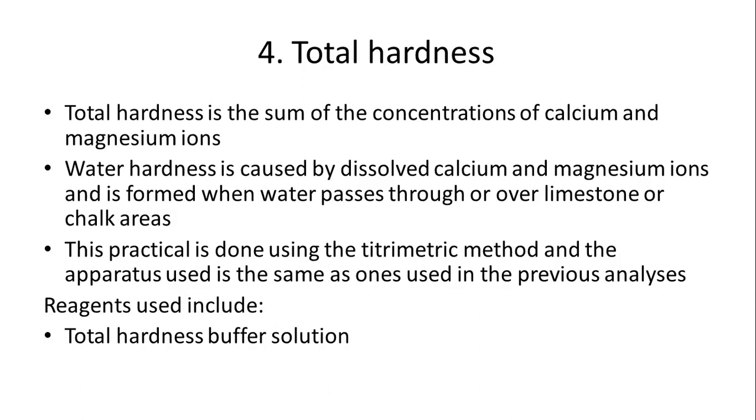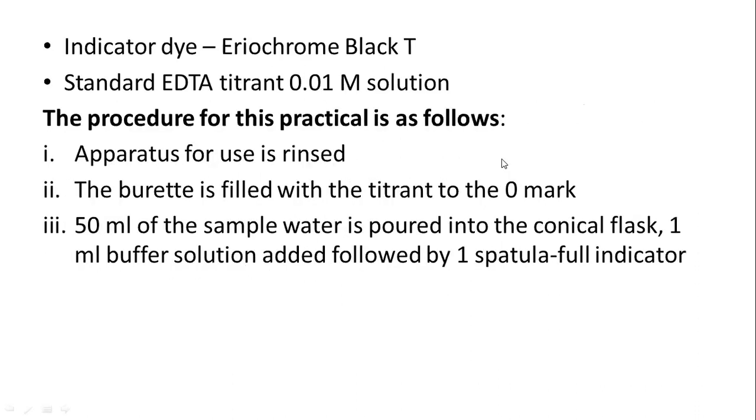So this practical is done using the titrimetric method, and the apparatus used is the same as the ones used in the previous titrimetric analysis. The reagents will be different. We'll use a total hardness solution. Our indicator will be Eriochrome Black T, and our titrant will be standard EDTA titrant, 0.01 molarity solution. The procedure is as follows.